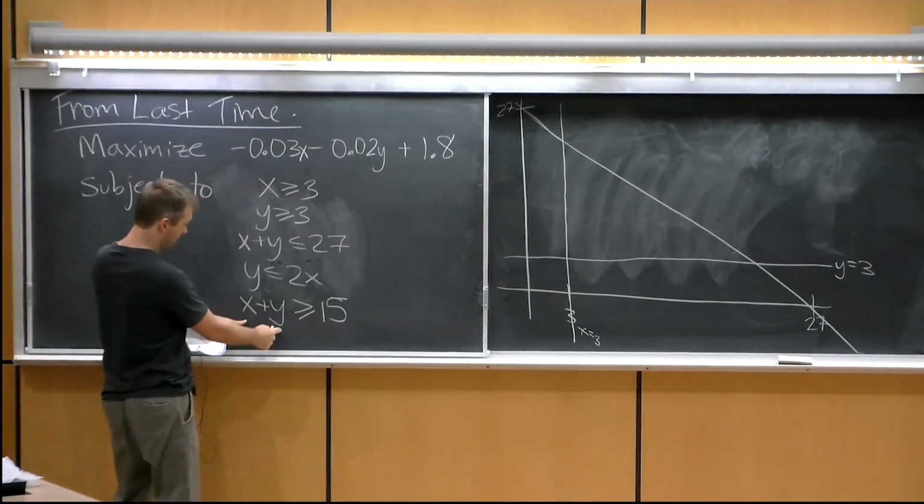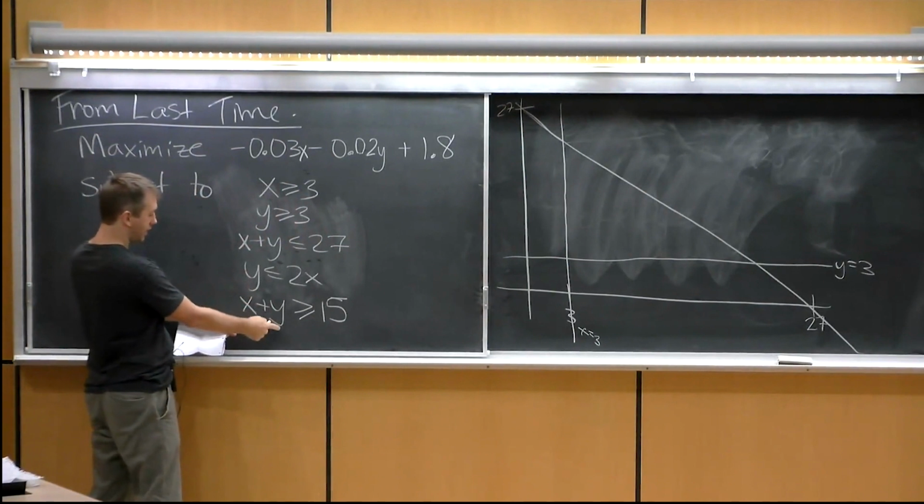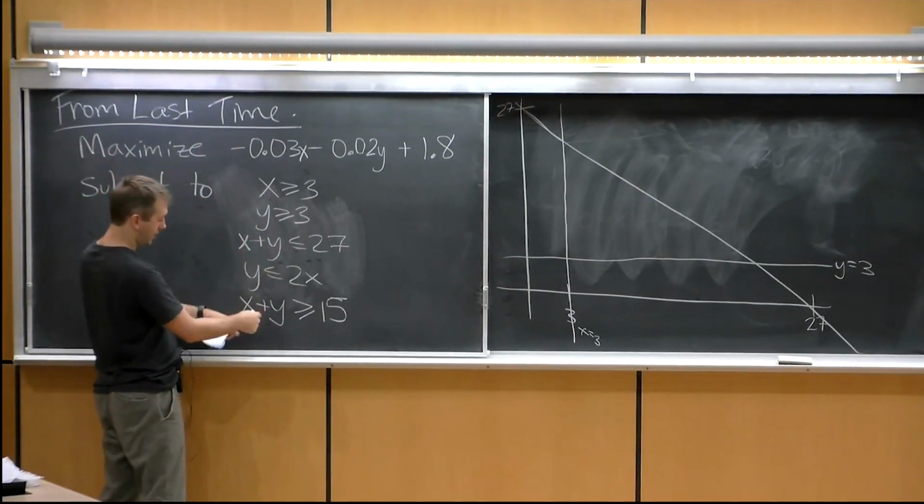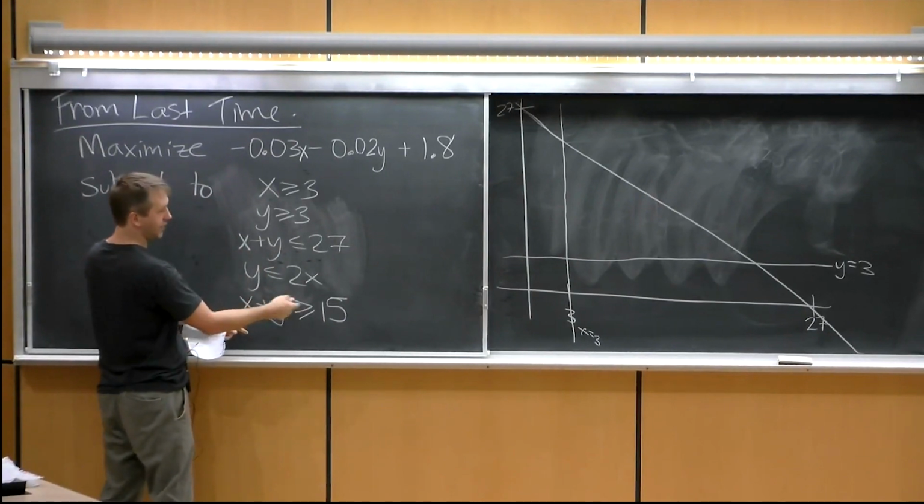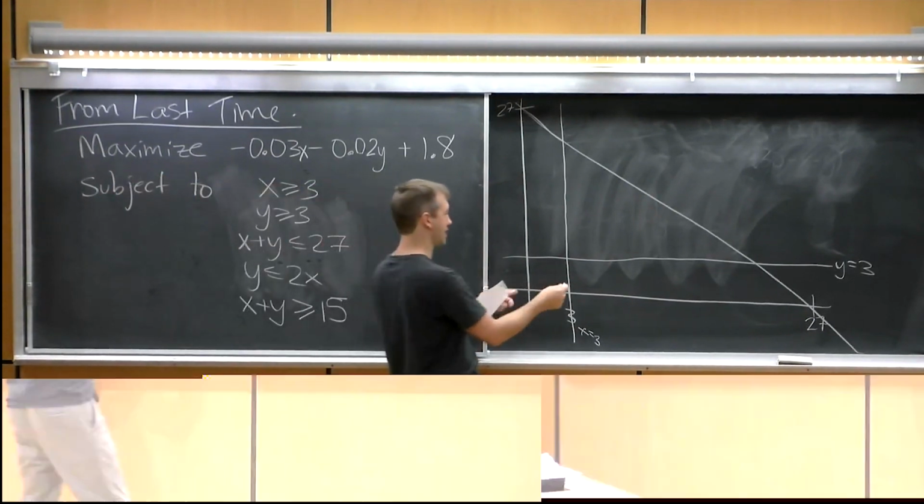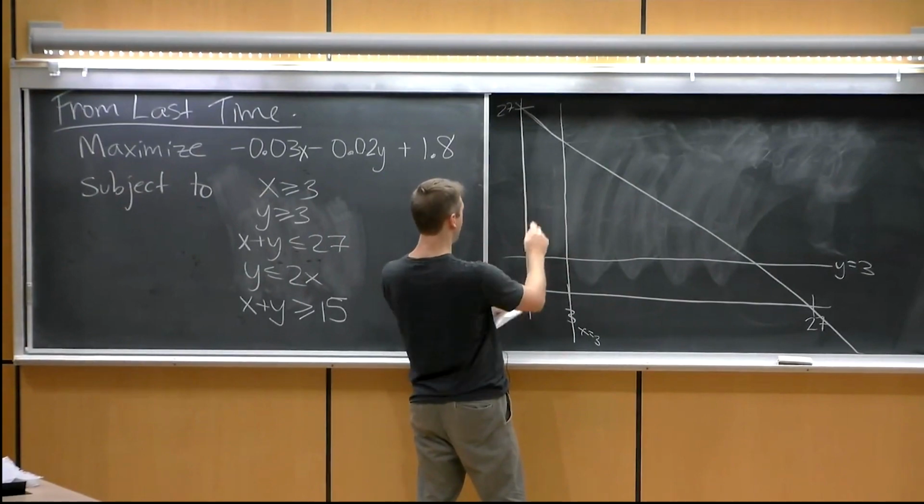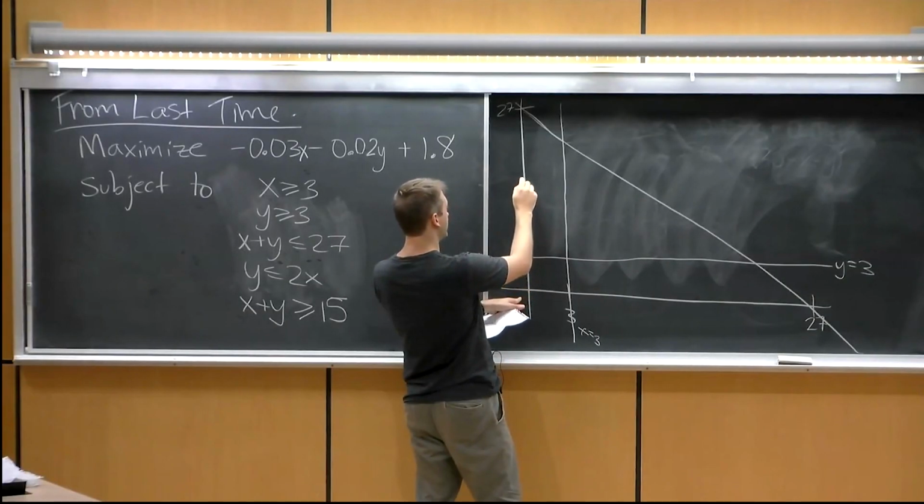Let's do this last one first, and then I'll come back to this one, because this one's kind of the same thing as what I just did here. It's x plus y equals 15, so that's like when x is 0, y is 15. When y is 0, x is 15. So I don't know where that is. It's somewhere like here, maybe.